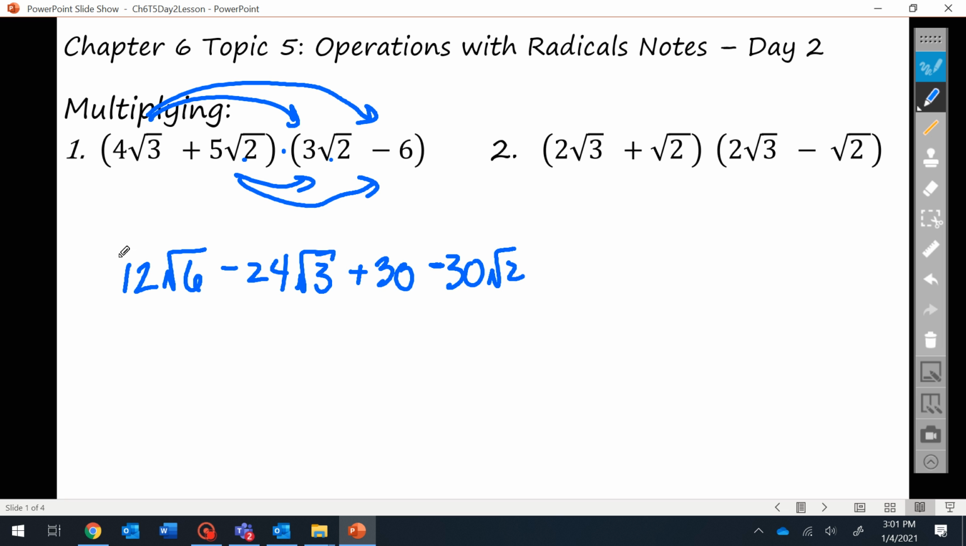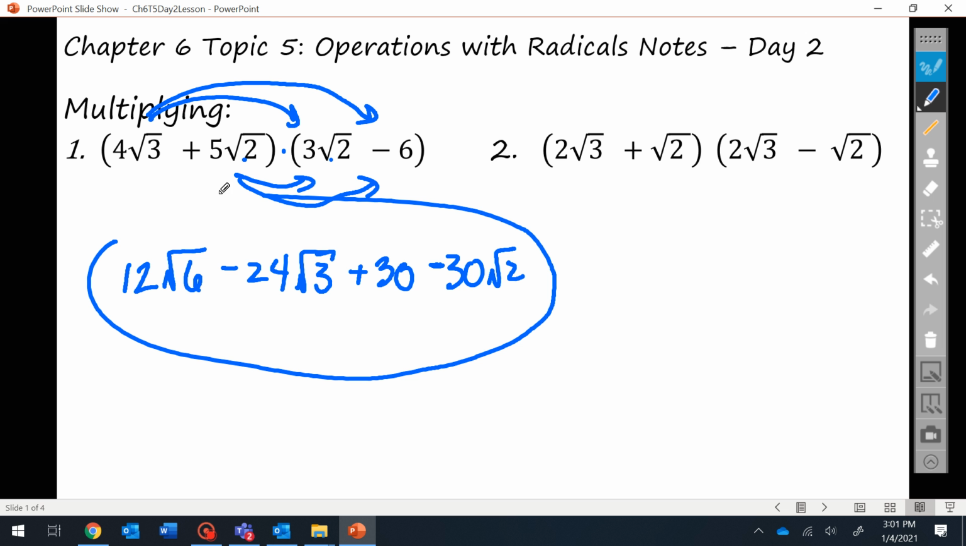None of these can be combined, okay? If we look closely, square root 6, square root 3, constant, square root 2. Well, actually they're all constants, but none of them can be simplified by combining, because none of them have the same radicand. This has 6, this has 3, this doesn't have one, and this has 2. So none of these can be combined, so we'll just leave it there.